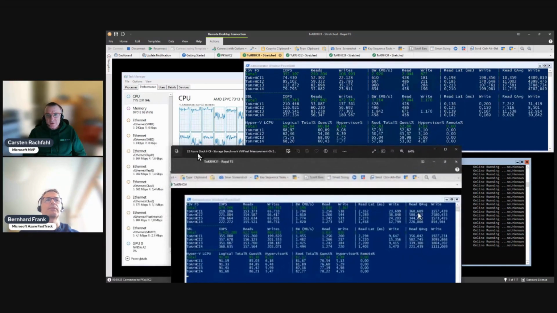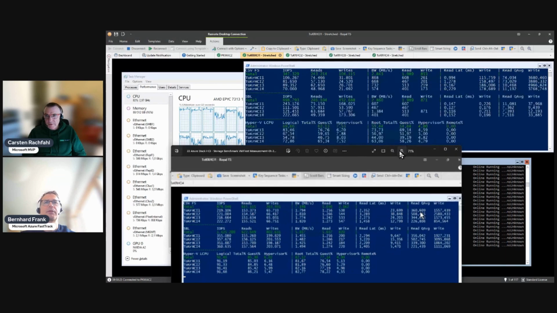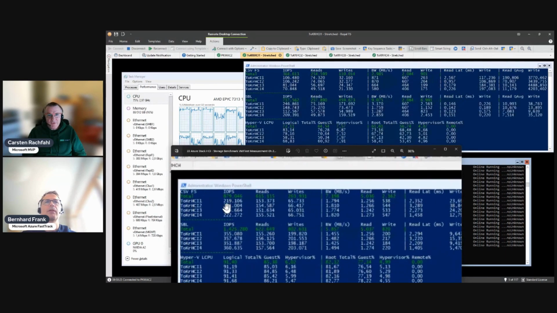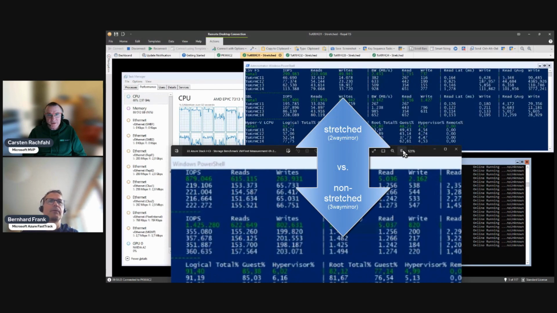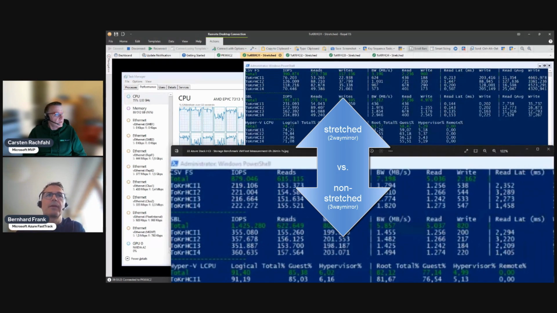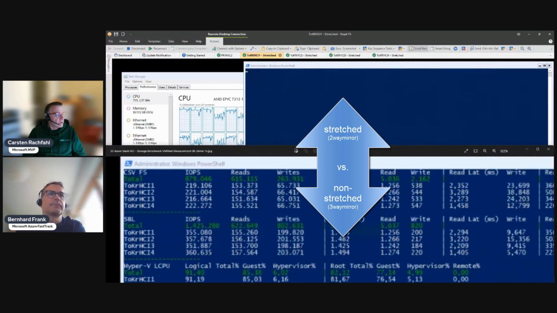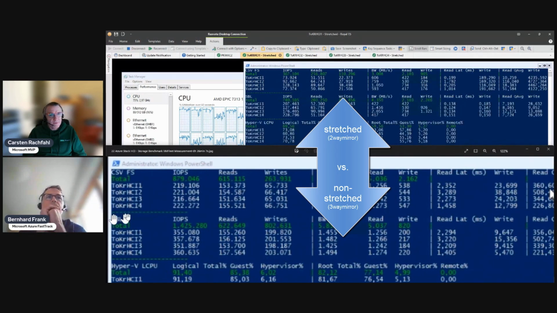Yeah. So comparing this with the other series with a non-stretch cluster. Let's see here. We had 800,000. Can you make the screen bigger? Maximize this window, or at least a little bit. Is that enough? You mean like this? Yeah. Okay, we can do that. That's cool. So comparing it, that means we have more IOPS on the non-stretched system and lower write latencies, right?